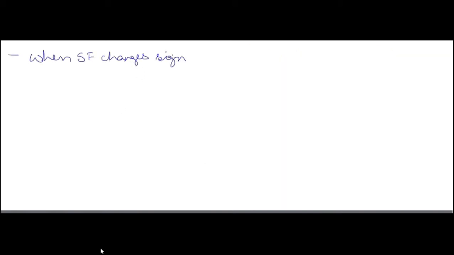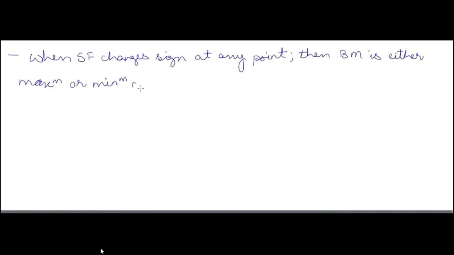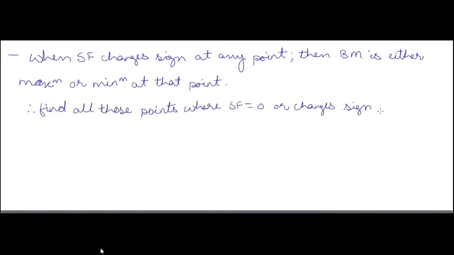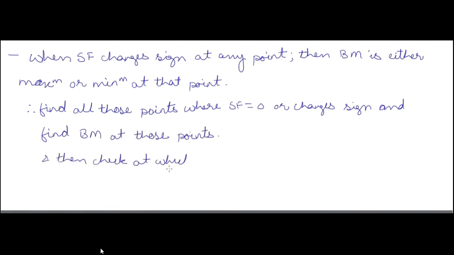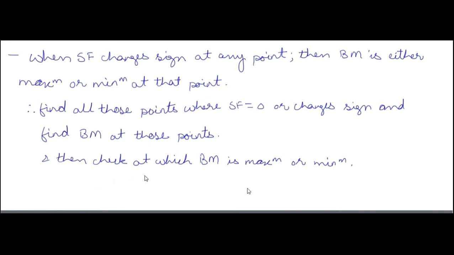Now, so shear force changes sign. When shear force changes sign at any point, then bending moment is either maximum or minimum at that point. Hence, find all those points where shear force is 0 or changes its sign, and find the bending moment at those points, and see at those points whether the bending moment is maximum or minimum.